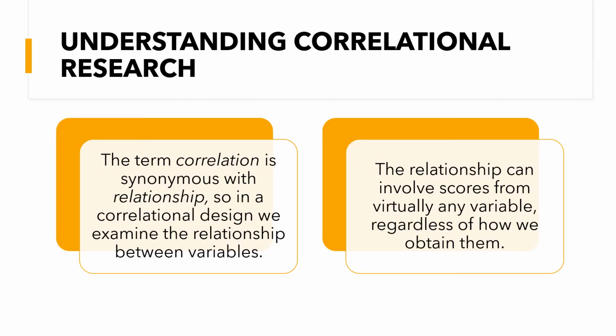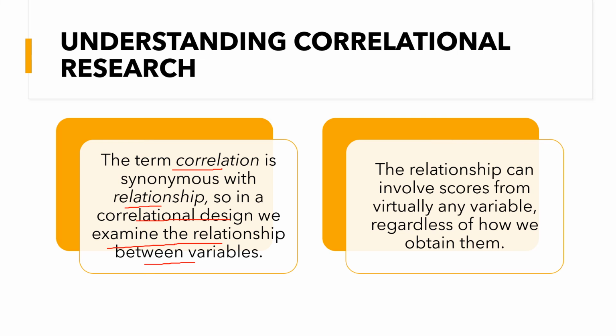But the third thing is correlational research. The term correlation is a synonym of relationship. So in a correlational design, we examine the relationship between two variables. Most of the time, correlational design means we just examine the relationship between two variables. The relationship can involve scores from virtually any variable, regardless of how we obtain them.